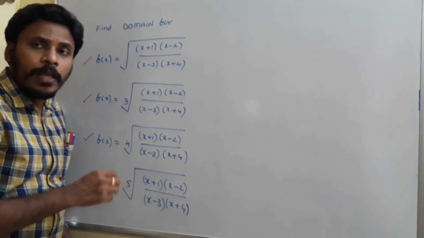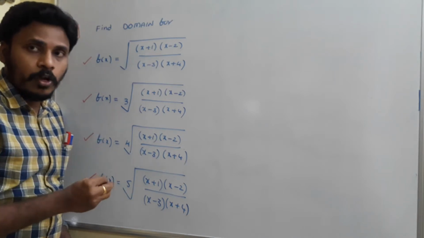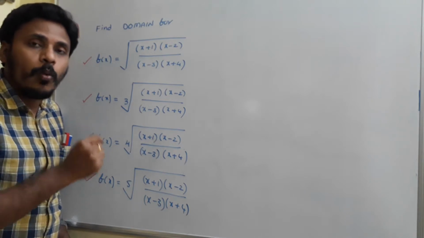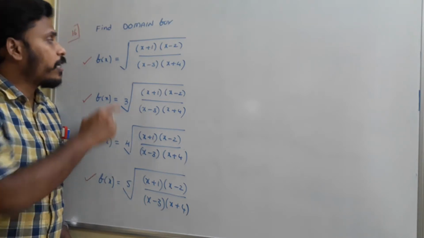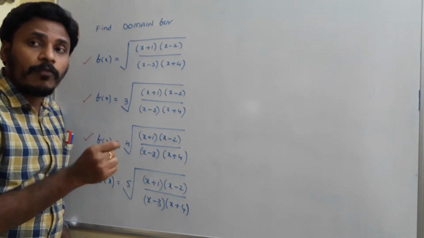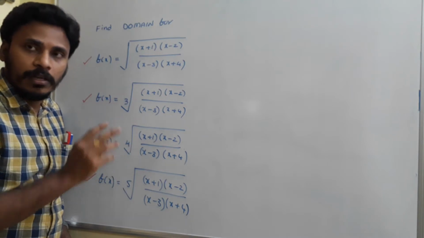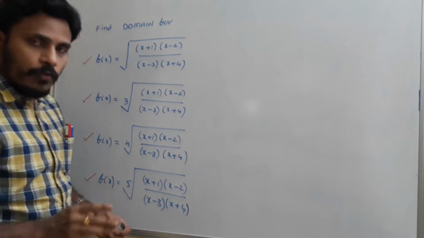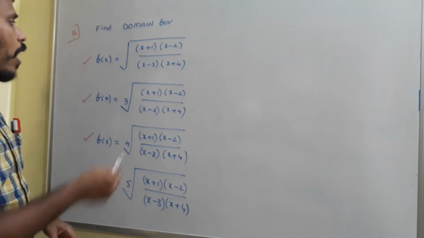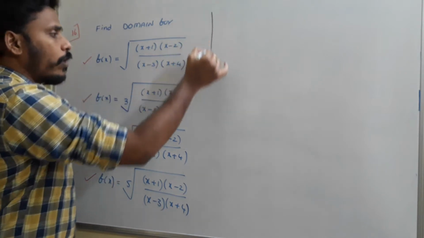As we know, domain is simply nothing but the possible values of x. Once again I am repeating, we need to identify the possible values of x for which f of x is defined. There are some values where f of x is not defined. You need to eliminate those values from the real numbers. We already discussed different problems related to this domain.